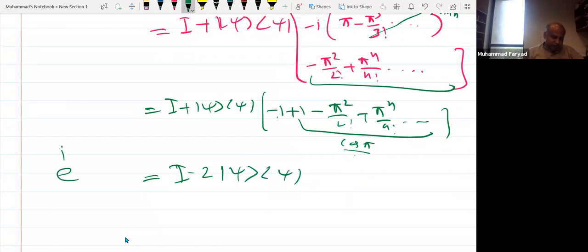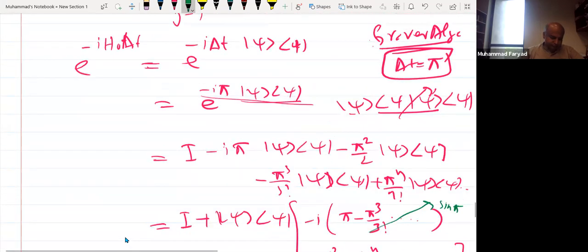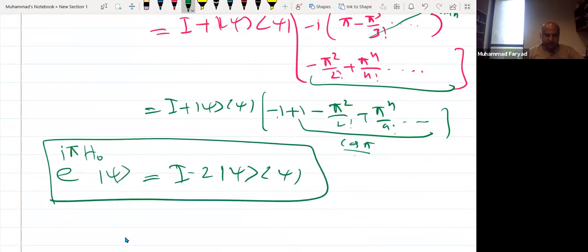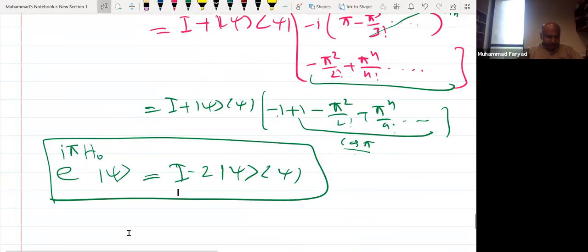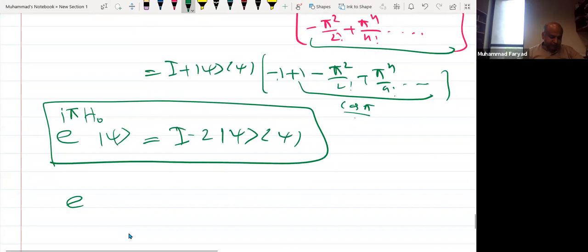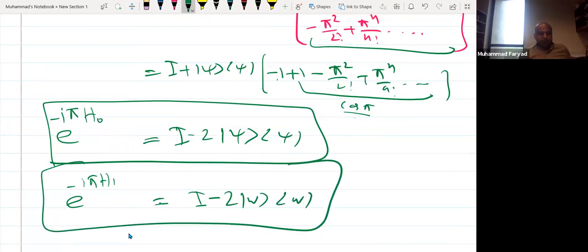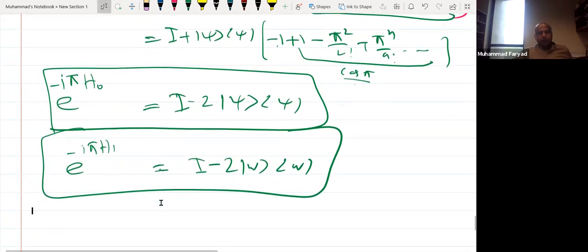So this first term, simulation time pi h naught and psi is just I minus 2 psi psi. Similarly, you can show in exactly the same way. So this is minus sign, minus iota pi h1 psi is actually I minus. So this is actually just the operator, not this part. This is minus 2 omega omega. And now you can see that this is exactly the algorithm that was the Grover algorithm.